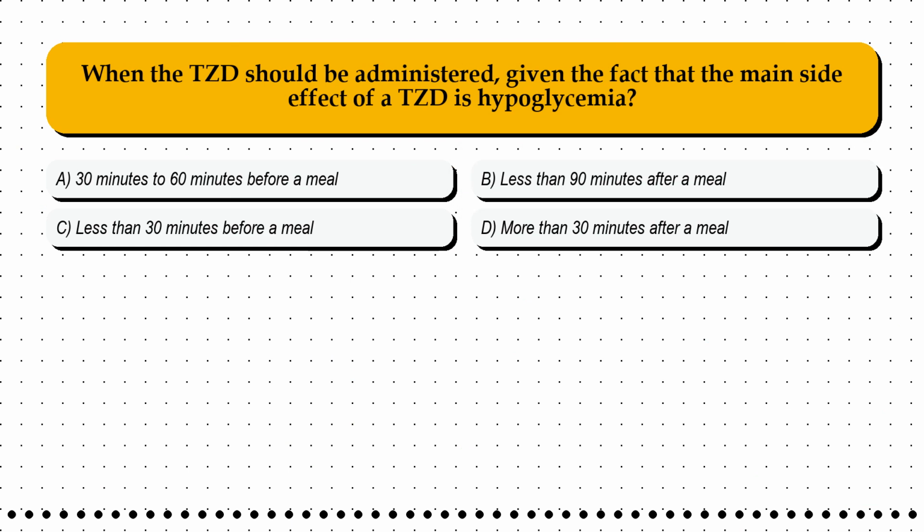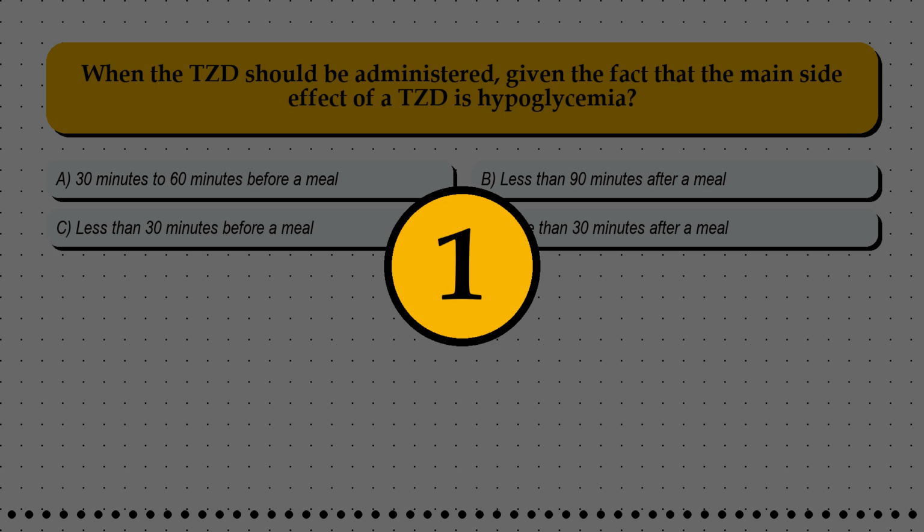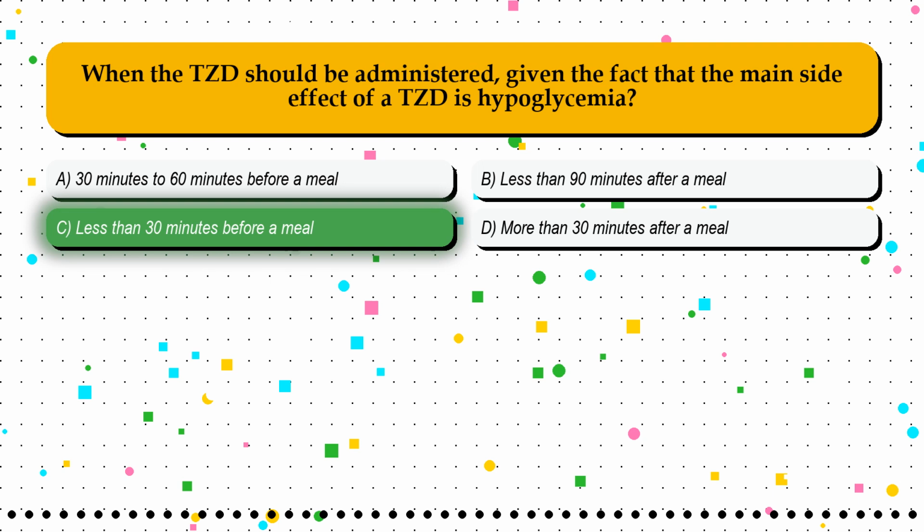Question 177. When should the TZD be administered, given the fact that the main side effect of a TZD is hypoglycemia? Option A, 30 minutes to 60 minutes before a meal. Option B, less than 90 minutes after a meal. Option C, less than 30 minutes before a meal. Option D, more than 30 minutes after a meal. The correct answer is option C, less than 30 minutes before a meal.